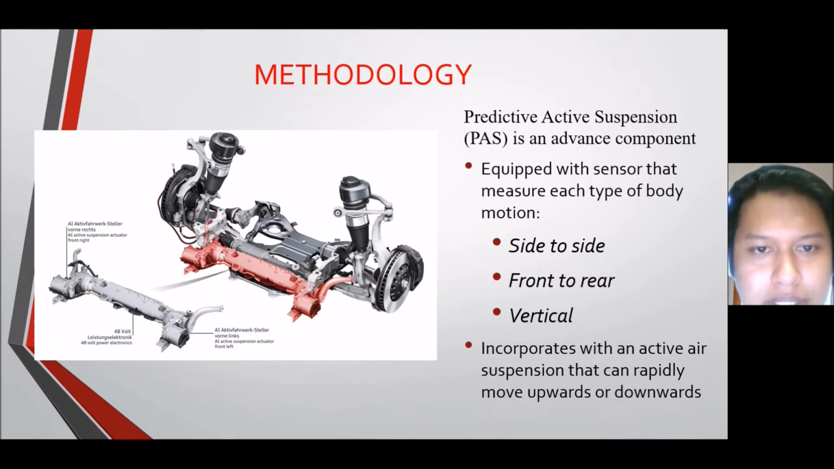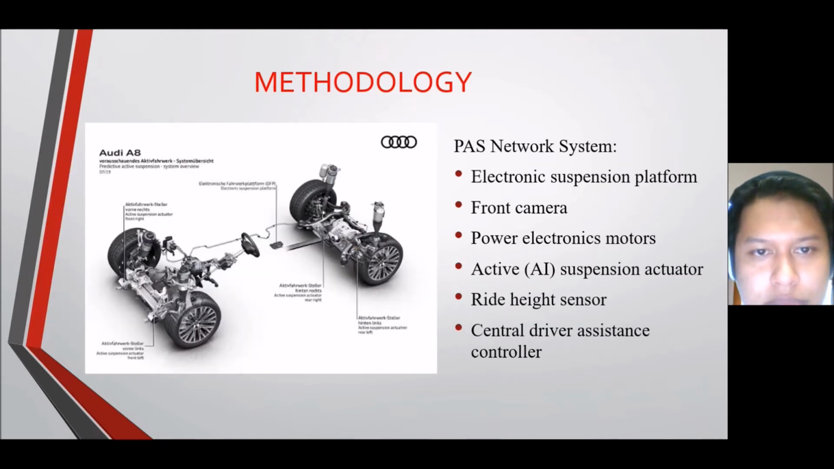My name is Muhammad Hilmi bin Zainudin, and I will continue with the methodology for predictive active suspension, P.A.S. P.A.S is an advanced component consisting of 5 sensors which constantly measure each type of body motion, which are side to side, front to rear, and vertical. Each wheel has an advanced strut incorporated with an active air suspension that can rapidly move upwards or downwards. The P.A.S network system consists of an electronic suspension platform, a front camera for predictive detection, power electronic motors on the front and rear axle, active suspension actuators, ride height sensor, and central driver assistant control.